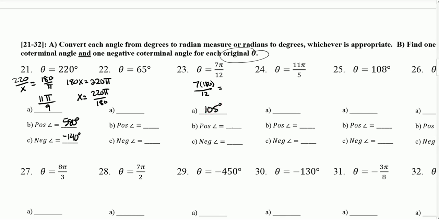And now we want to get one positive, one negative. So we add 2 pi and subtract 2 pi. Well, remember 2 pi is equivalent to 24 pi over 12. We need a common denominator. So when we add 7 pi with 24 pi, 24 plus 7 is 31, so we get 31 pi over 12. When we subtract 7 minus 24, we end up with negative 17 pi over 12.